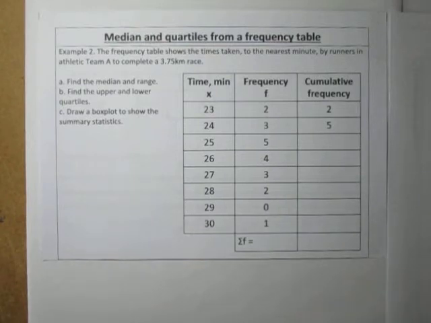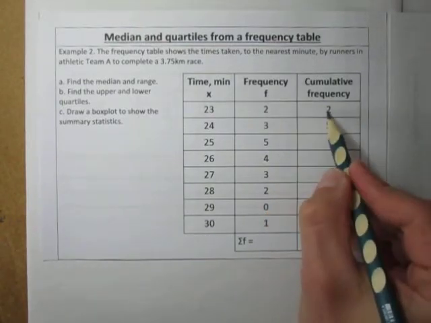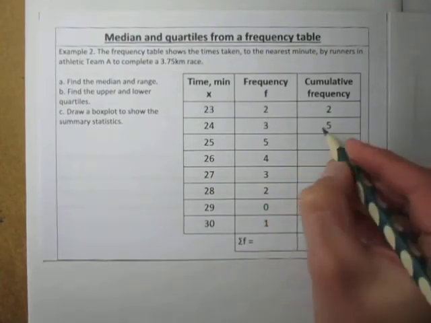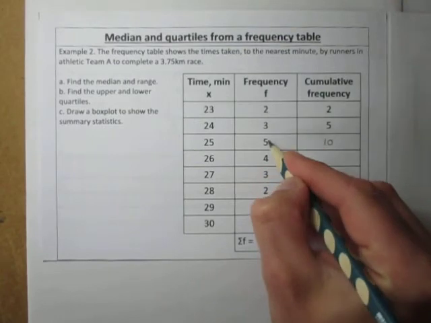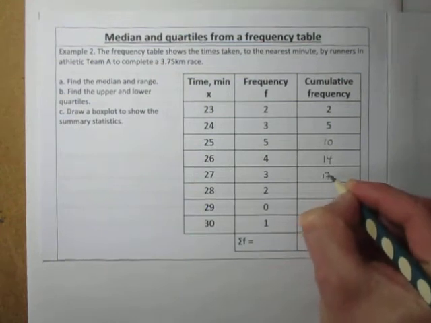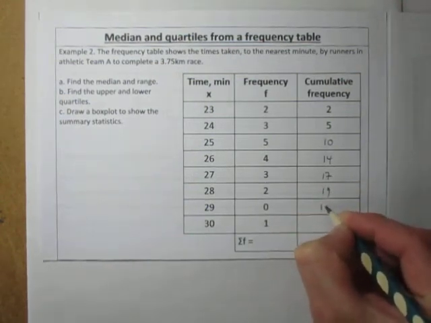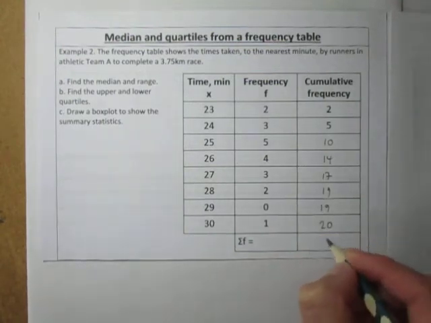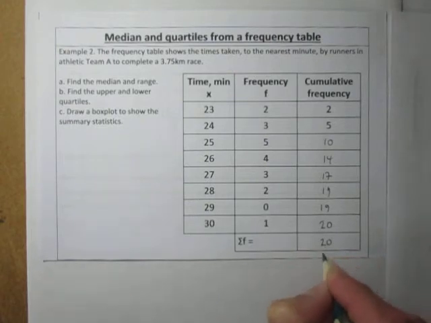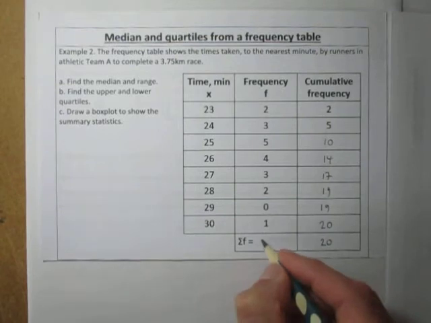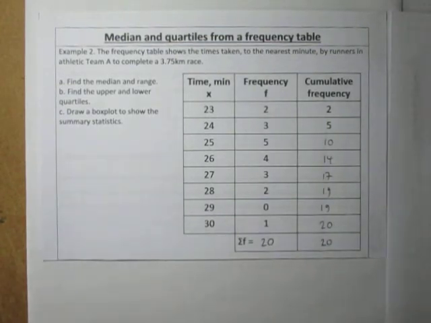So the cumulative frequency then is our running total. So we've got the first value there, 2. 2 plus 3 is 5. 2 plus 3 plus 5 is 10. 2 plus 3 plus 5 plus 4 is 14. I carry on like that, 17, 19, 19, and 20. And just to confirm, we would expect our cumulative frequency to add up to 20 if there are 20 runners, and if we find the sum of the frequencies, indeed that does come to 20 as well. Okay, so that tells us that we've calculated our cumulative frequency column correctly.